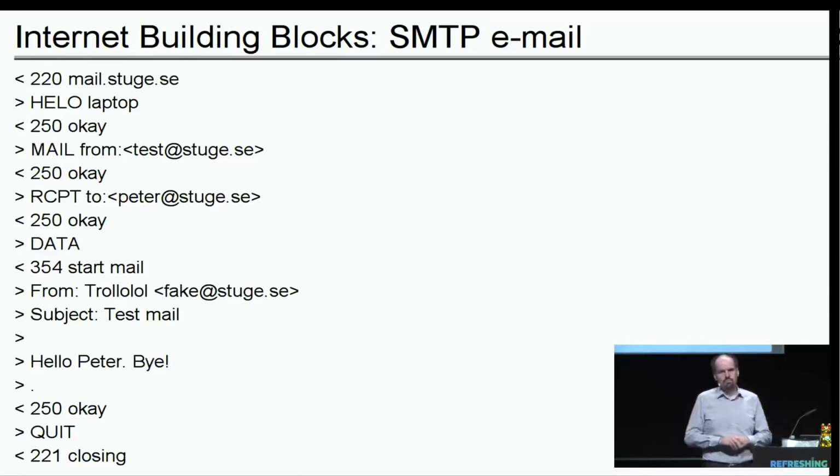The server tells us 220 and its name. That's some kind of welcome code. We say hello. My name is laptop because I'm doing this from my laptop. The mail server says, okay, good to meet you. And then we say, I want to send an email where the sender address is test@stuge.se. And if you're paying attention here, the sender of the email gets to say what the sender address is. So this is why it's super easy for anyone to forge email from any sender address. It's part of the message.